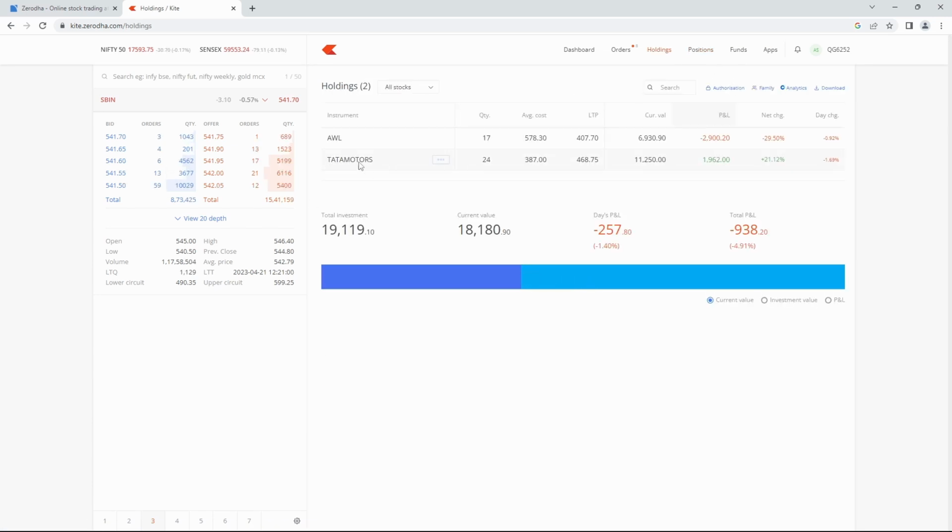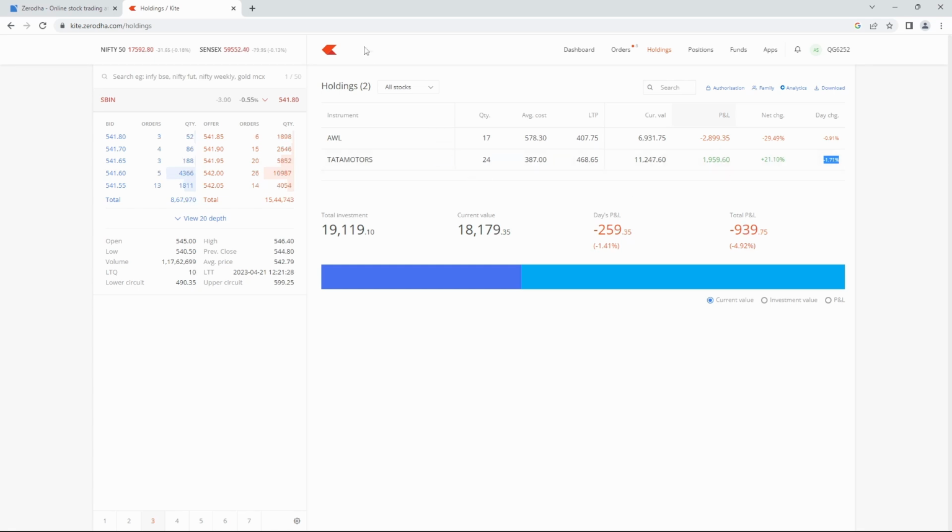As you can see, we already have a few holdings for the example, and this particular stock is under the holding with the average cost of 387. The quantity we are holding is 24. The latest trading price is at 468. The current value of our investment is this. The PNL is this. The net change which happened in our investment is positive this, and the daily change in the price of this instrument is minus 1.72%.